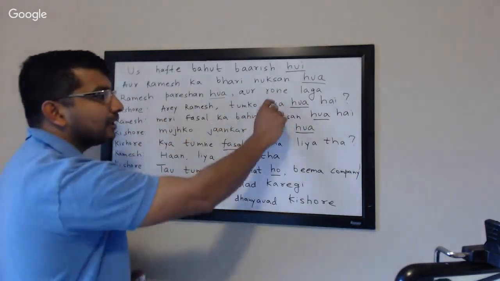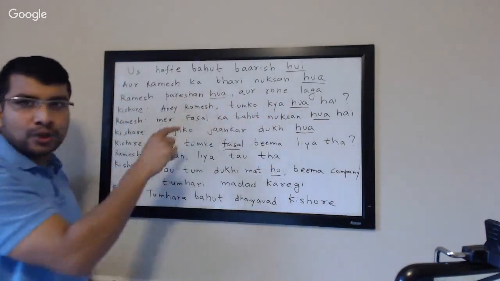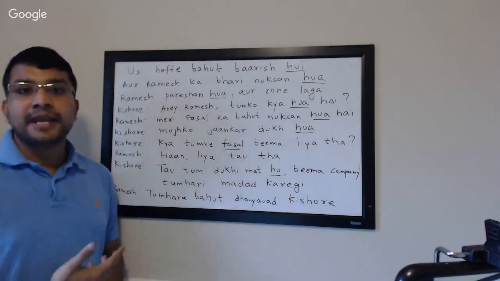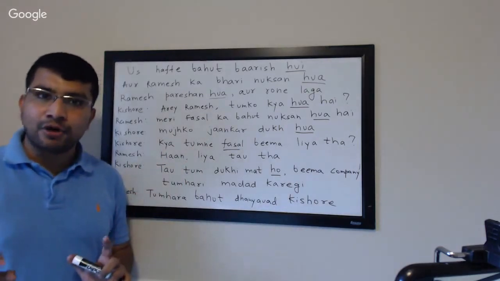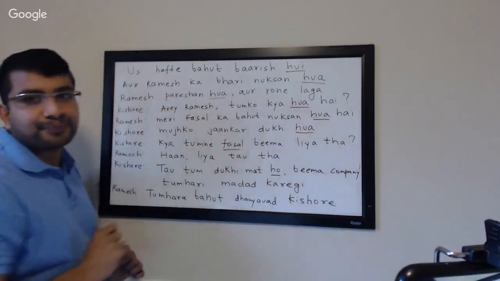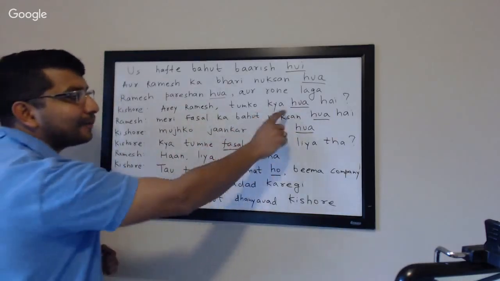Okay, I don't know if it is used in the big shops, but definitely for small shops. Nuksan hua. Similarly here, pareshan hua. Pareshan is upset, right? So he became upset, or he got upset. Pareshan hua. Kya hua? Again, use of hua. What happened? Tumko kya hua?